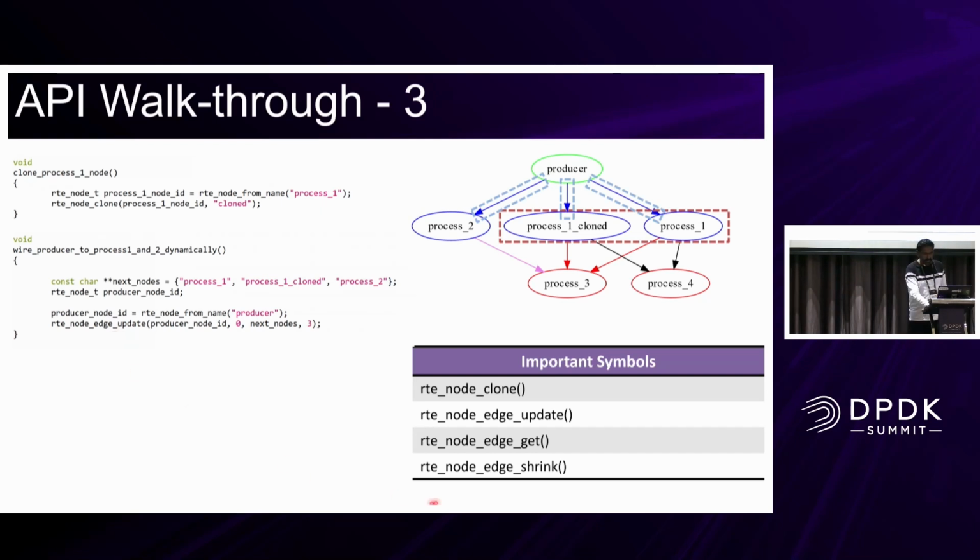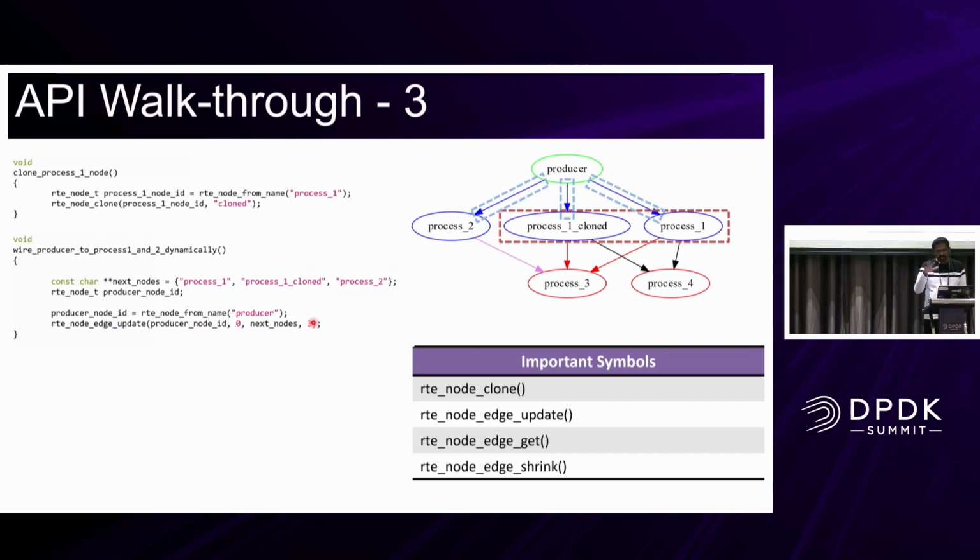Starting with rte_node_edge, in this case I'm simply using update. Update is nothing but this is offset 0, because I know that the first edge is process 1, and the next nodes is the string, and the number of edges we need to connect. So with this, dynamically.